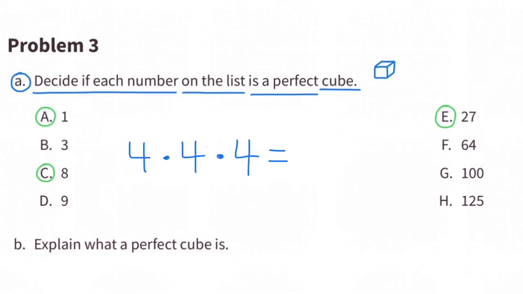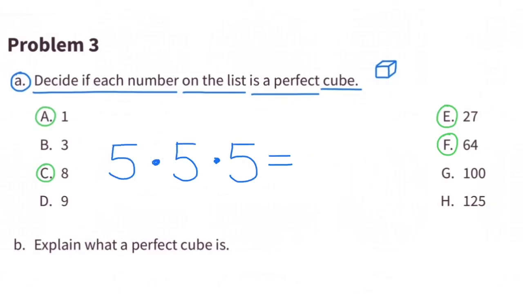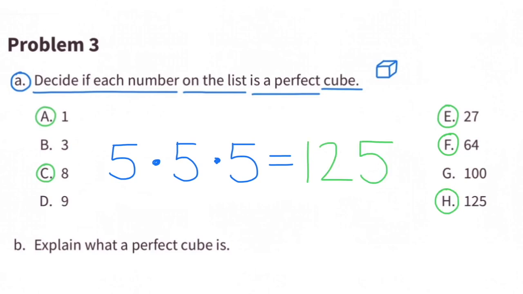4 times 4 times 4 equals 64. So 64 is also a perfect cube. 5 times 5 times 5 equals 125. So 125 is also a perfect cube.